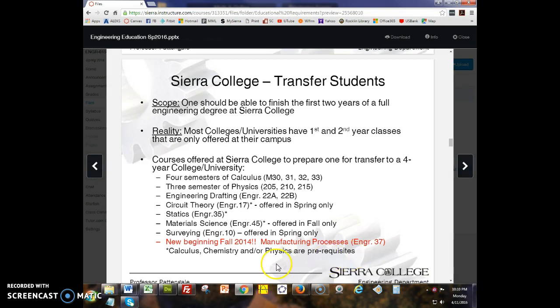So calculus, chemistry, and physics are usually prerequisites or what are called co-requisites, where you can take them at the same time.